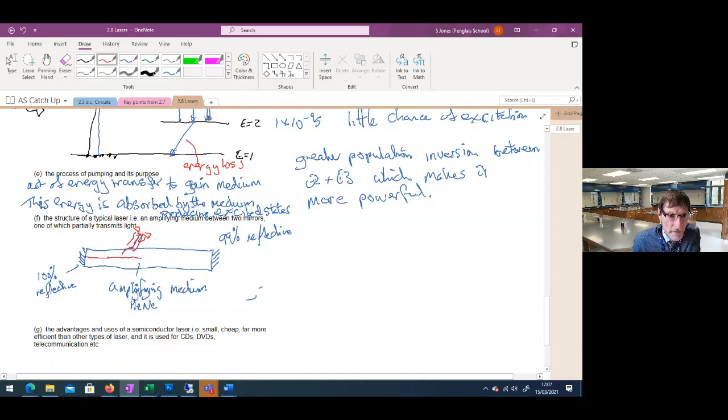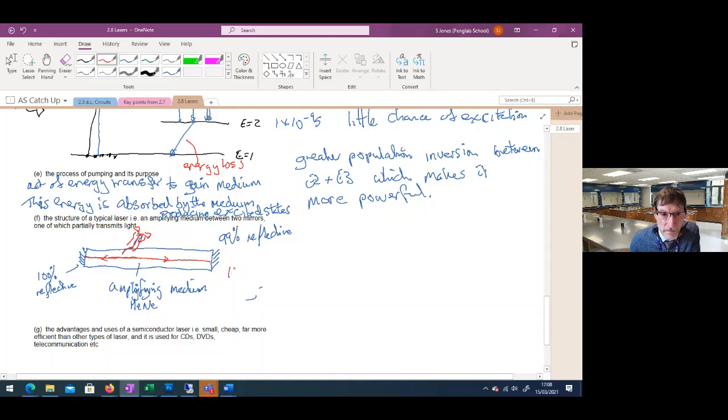Only need one, right? So it'll go that way, and then it'll bounce back. And it'll go and hit this mirror. Now, 99% of the time, it's going to bounce back again. So it's going to go back and forth along this axis. And every time it goes back and forth along this axis, it's going to stimulate another electron to fall down. So you will get losses. So if you've got lasers, there will be losses out the side, but we don't worry about them. They're small compared to the gains I'm going to get along this axis.